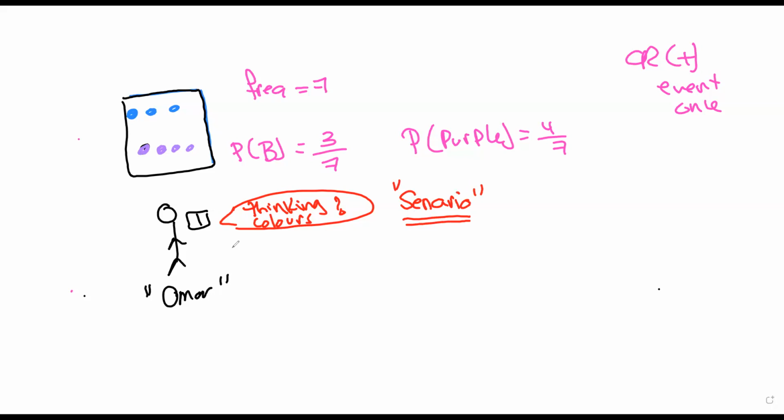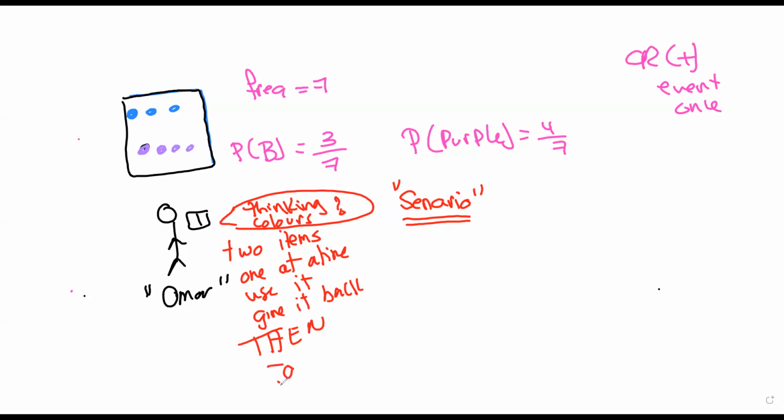So again, Omar is going to take 2 items, or 2 balls, one at a time, use it, give it back, then, with capital letters, take another, then take another. So let's see. Now Omar is thinking, what am I going to take? What colors?